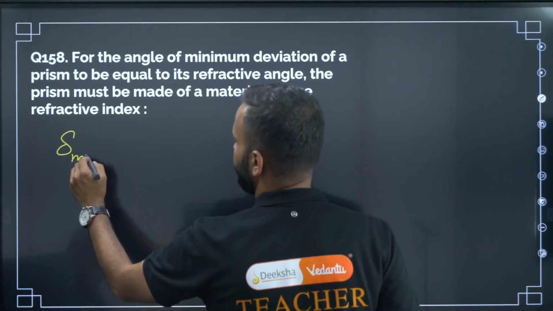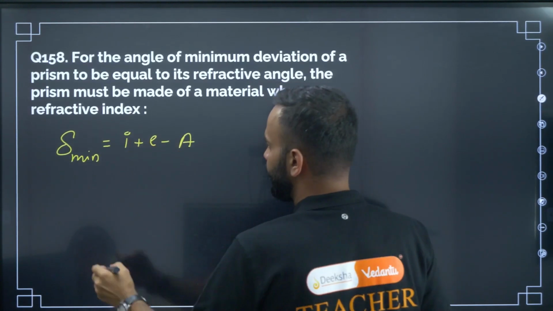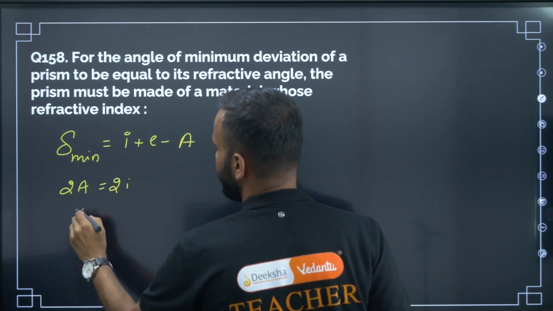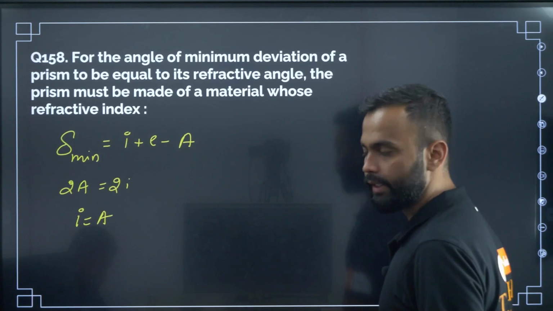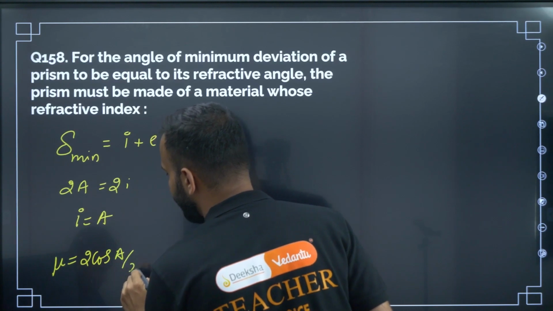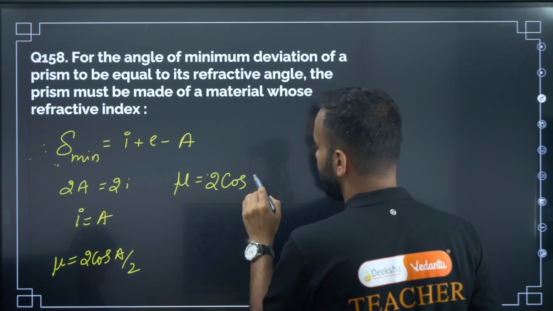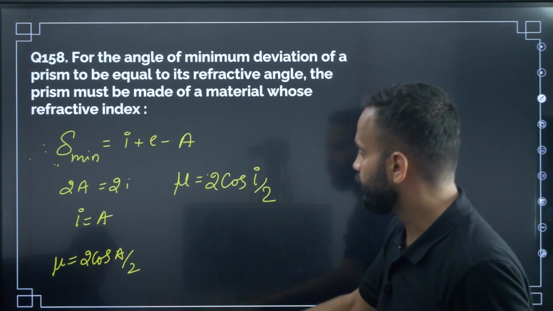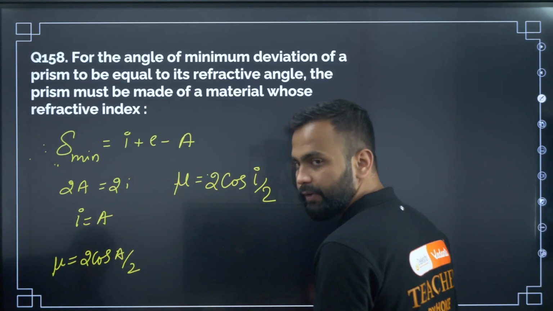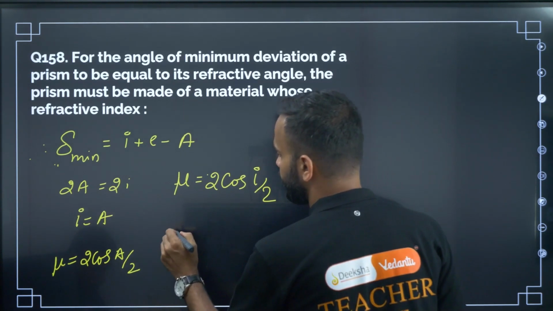So I can write delta minimum as I plus E minus A, with I equal to E. Delta minimum is equal to A. So 2A equals 2I, so I equals A. So we got this equation, mu equals 2 cos A by 2. I can write this as mu equals 2 cos I by 2, since A is equal to I. So let us find the minimum value of the refractive index, then the maximum value of the refractive index.